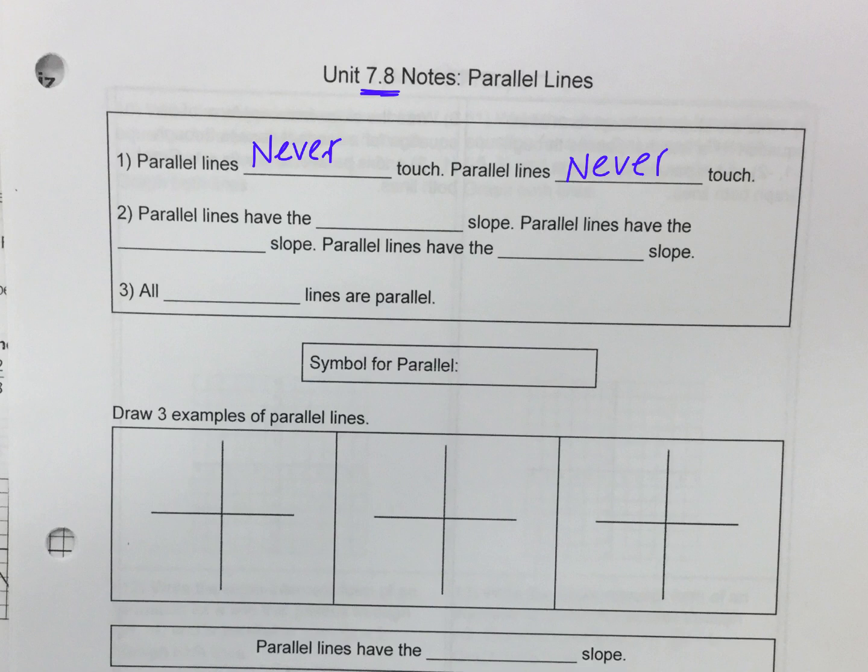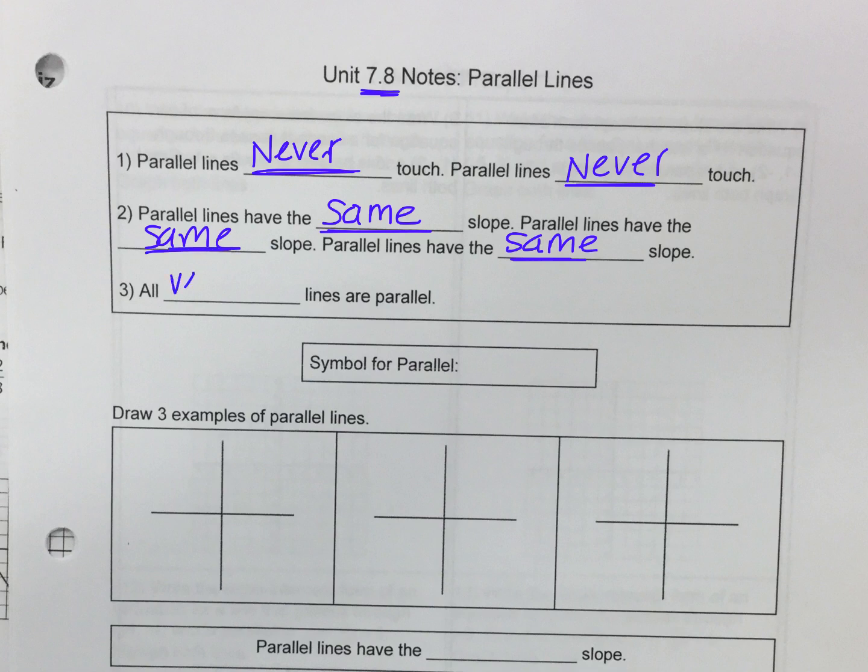The first thing you need to know: parallel lines never touch. And this is very important, so I'm going to make you write it twice. Parallel lines never touch. The next thing that's really important about parallel lines is that they have the same slope. If one line's slope is 2, the other line's slope is 2. Again, parallel lines have the same slope.